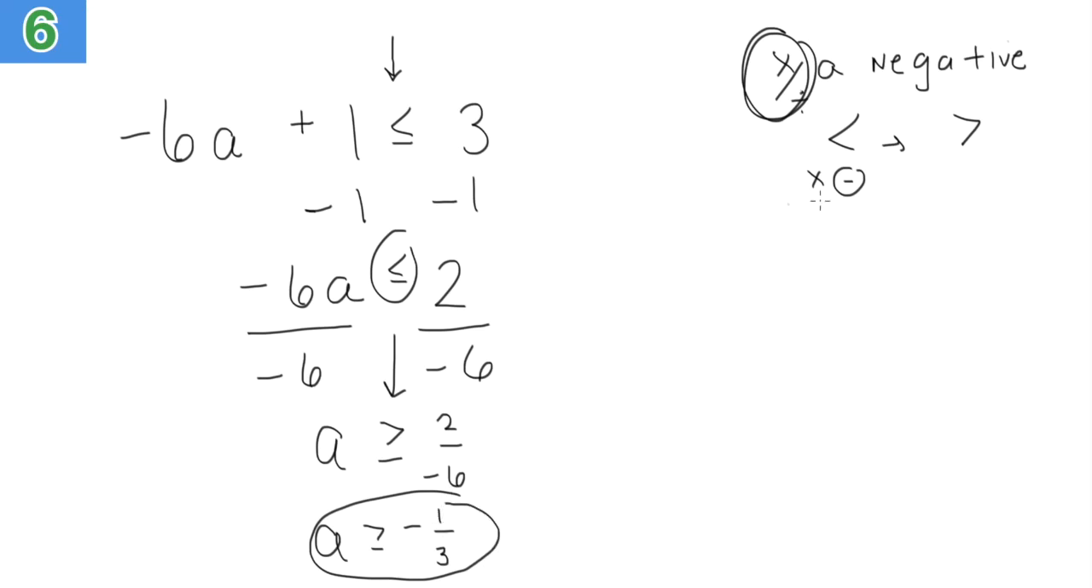And you'll notice that the only way that this differed from solving an equation is that we have to flip that sign when we multiply or divide both sides by a negative.